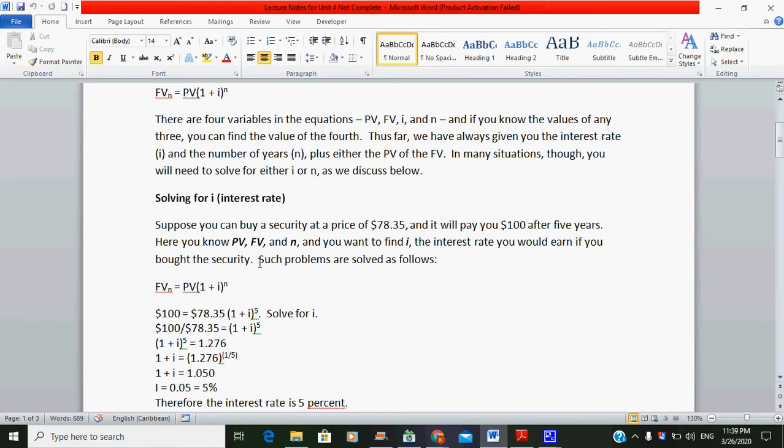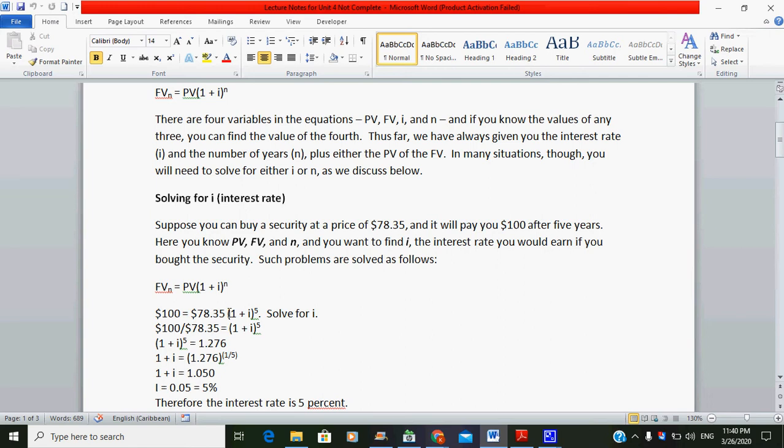You write out the formula as usual, and you put in the figures. Now you have 100 equals 78.35 times, in brackets, (1 plus I) raised to the fifth power. Currently, the figure in brackets is being multiplied by 78.35. What you want to do is isolate the I. You want to have I on one side of the equation. That's the ultimate goal.